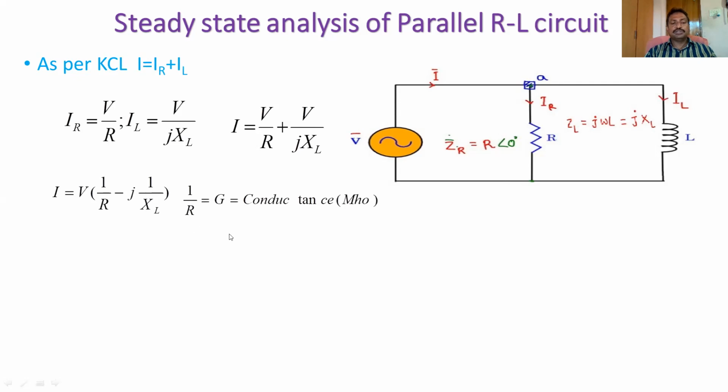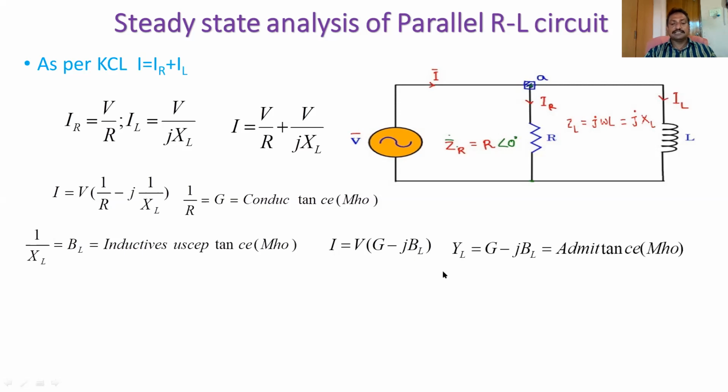Here a new term is introduced. 1 by R is equal to G, which is nothing but conductance, units are mho. And 1 by XL is nothing but BL, called inductive susceptance, units are mho. The combination G minus jBL is called the admittance. YL is equal to G minus jBL, called admittance, units are mho. Therefore, I is equal to V into (G minus jBL). Therefore, I is equal to V into YL at an angle of theta.